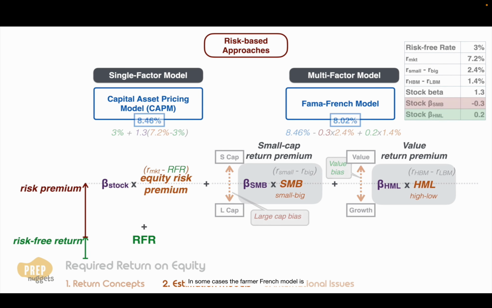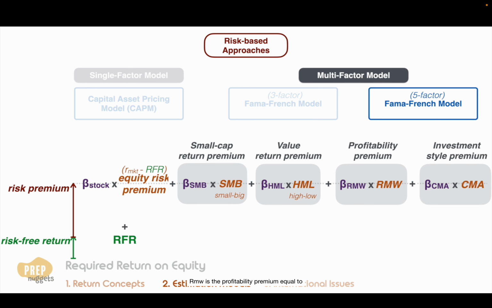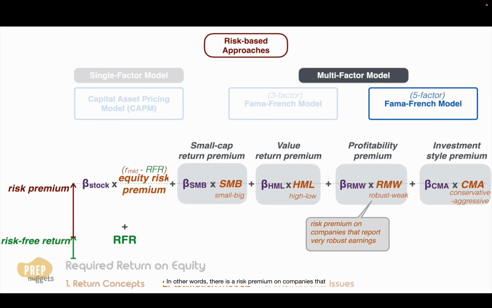In some cases, the Fama-French model is expanded to include two additional factors, profitability and investment style. RMW is the profitability premium, equal to the average difference in equity returns between companies with robust and weak profitability, and CMA is the investment premium, equal to the average difference in equity returns between companies with conservative and aggressive investment portfolios. In other words, there is a risk premium on companies that report very robust earnings, as that may not be sustainable, and also a risk premium on conservative companies.